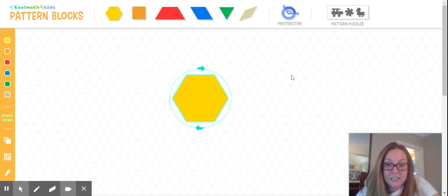Now this yellow hexagon has how many sides? Let's count them. 1, 2, 3, 4, 5, 6. Correct. It's got 6 sides, so it's a hexagon. This is a regular hexagon, which you'll learn more about next year, because all the sides are equal and all the angles are the same size also.